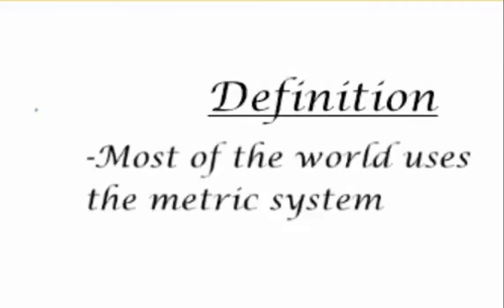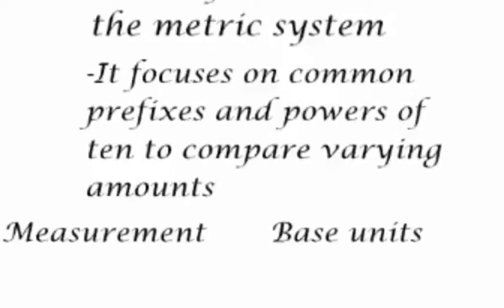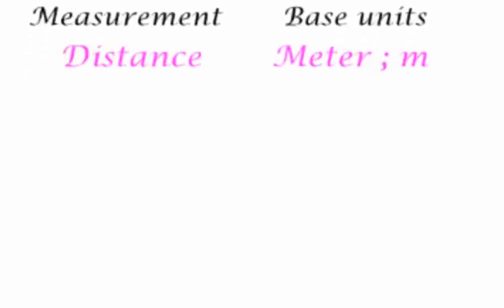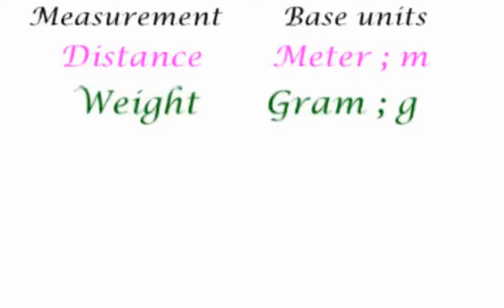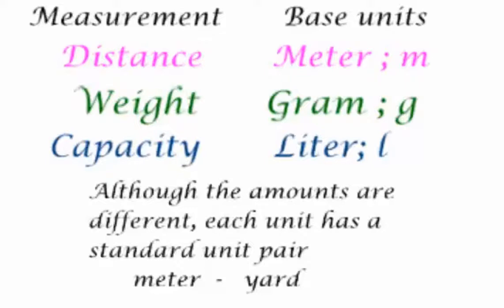By definition, the metric system is a system that most of the world uses. It focuses on common prefixes and powers of 10 to compare varying amounts. We still look at the same base measurements though. We use meters for distance, for weight we use grams, and for capacity we use liters, with all of their appropriate abbreviations m, g, and L. Although the amounts are different, each unit has a standard unit pair. A meter and a yard are not quite the same thing, but they're very similar in their length.